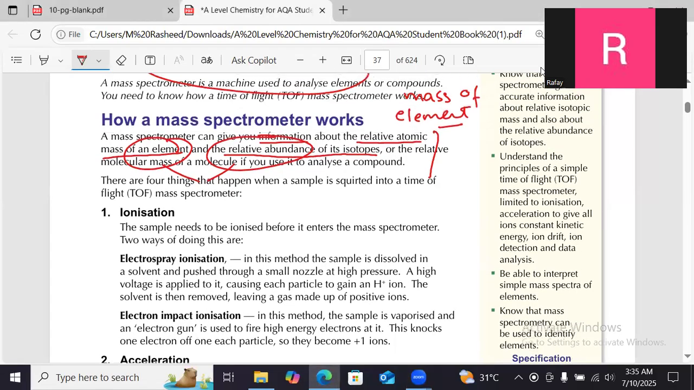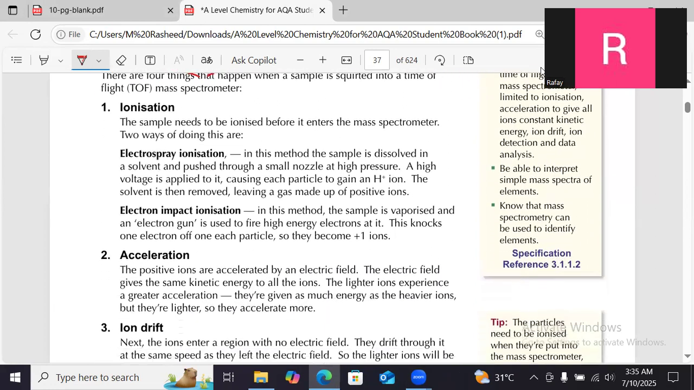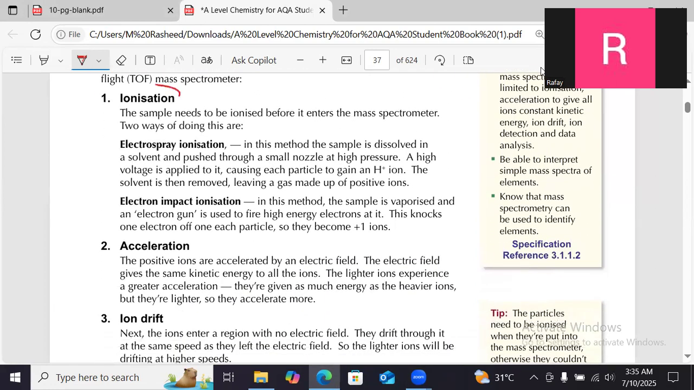Okay. In order to understand mass spectrometer, you should know these four things. First is ionization. Ionization means conversion of element into ions.